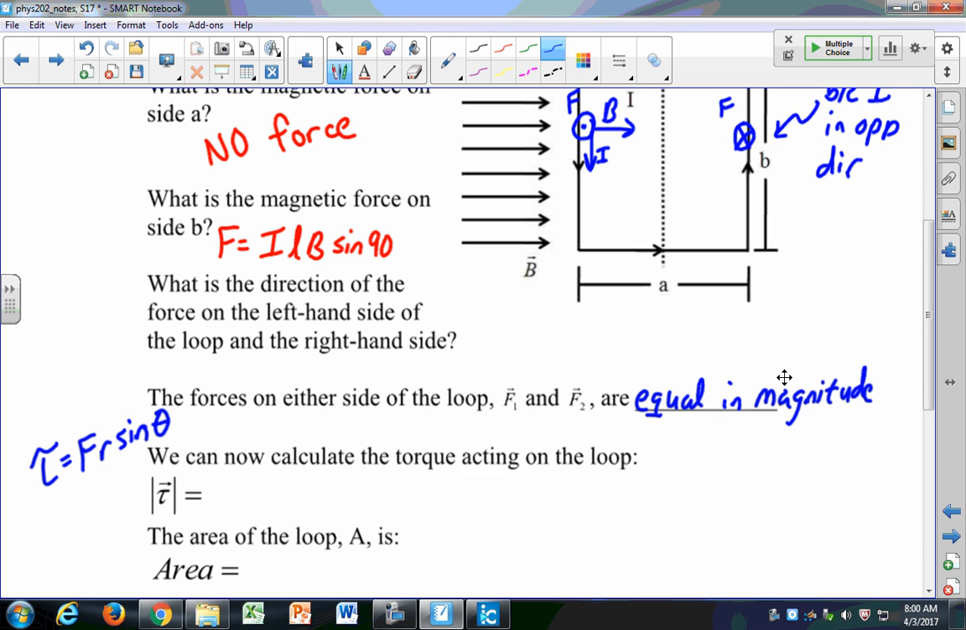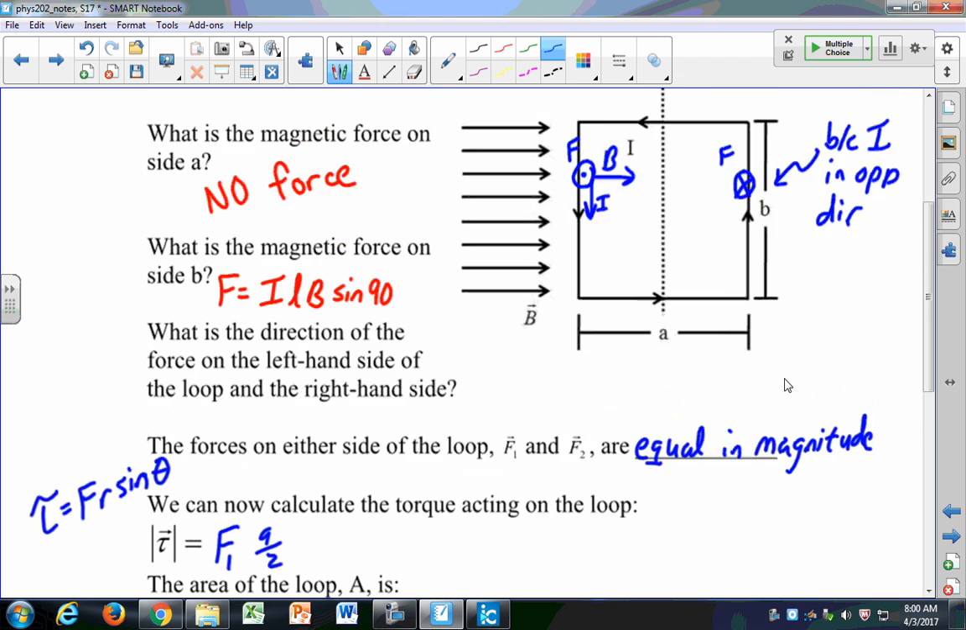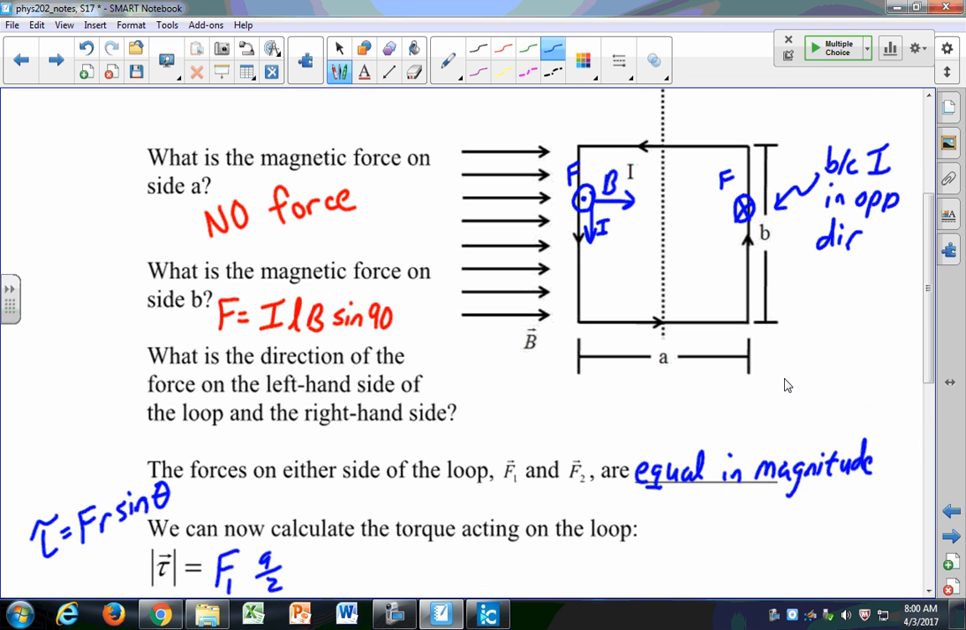Remember, torque came about from our r cross F. So it's from our cross product. That's why I had that sine theta. We can calculate the torque. It's going to be F1 times A over 2. I'm going to call this F1, and I'll call this F2. I have two forces, though we know that they're actually the same. And then A over 2, that's the length of the moment arm. That's why I divide it by 2, because the total length of the side is A, so I have to divide it by 2.